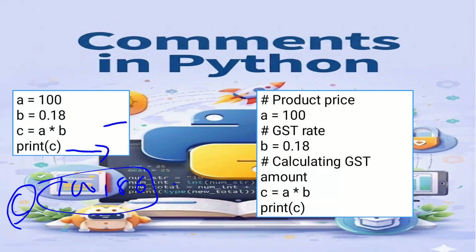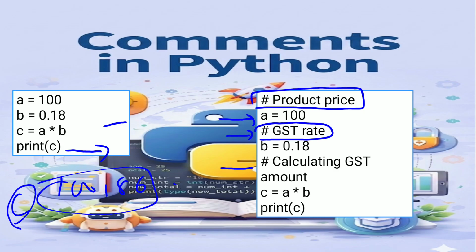In this example, here we see the first line represents A equals 100. 100 is the product price, and B here represents the GST rate, and C is calculating the GST on our particular amount. So here the program is calculating the GST. Here C is our amount which has the GST. So in this example we have comments, but in the previous example we didn't use comments.